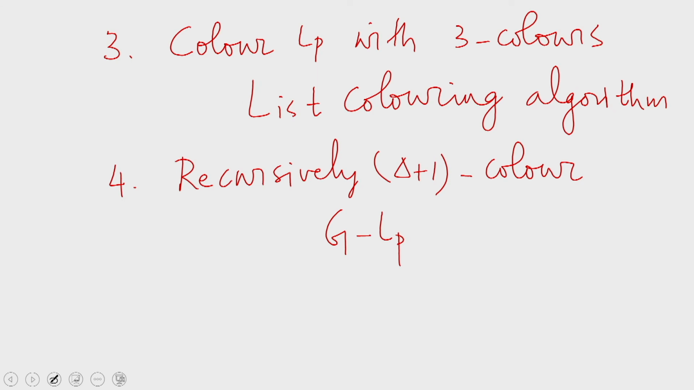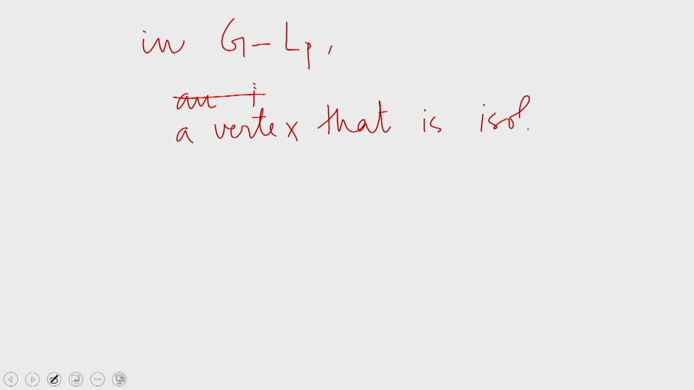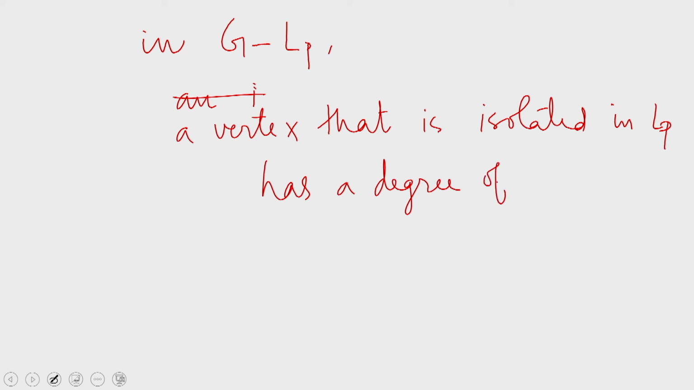That is, after forming the graph LP, we removed LP from G and then formed G minus LP. Of course, we indeed know that G minus LP is a delta degree graph, and therefore is delta plus 1 colorable. But then will the recursive call color this appropriately is the question. We can see that this will work correctly, because in G minus LP, a vertex V that is isolated in LP has a degree of delta. That is, this vertex has not lost any of its degree in G minus LP.